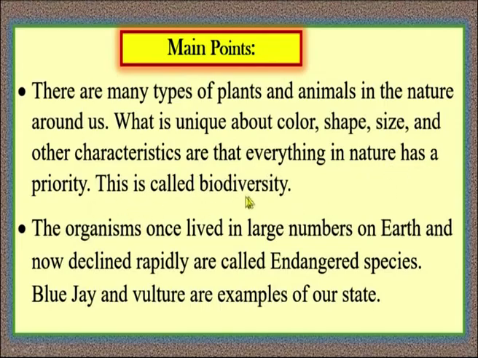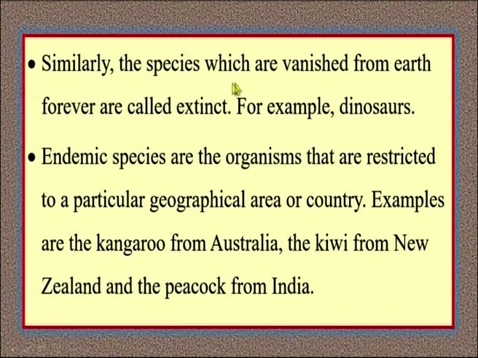This is called biodiversity. The organisms that once lived in large numbers on earth and have now declined rapidly are called endangered species. Blue jay and vulture are examples in our state. Similarly, the species which have vanished from earth forever are called extinct. For example, dinosaurs. Endemic species are the organisms that are restricted to a particular geographical area or country. Examples are the kangaroo from Australia, the kiwi from New Zealand, and the peacock from India.